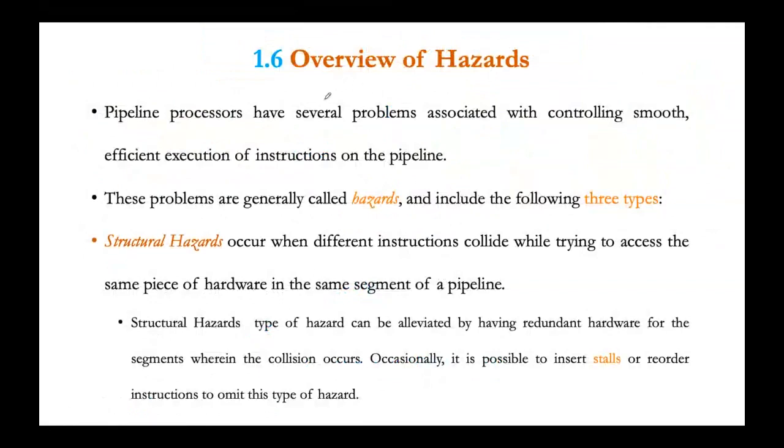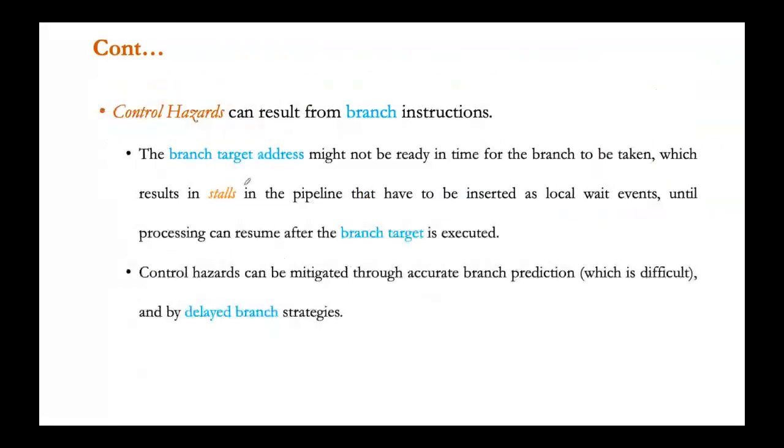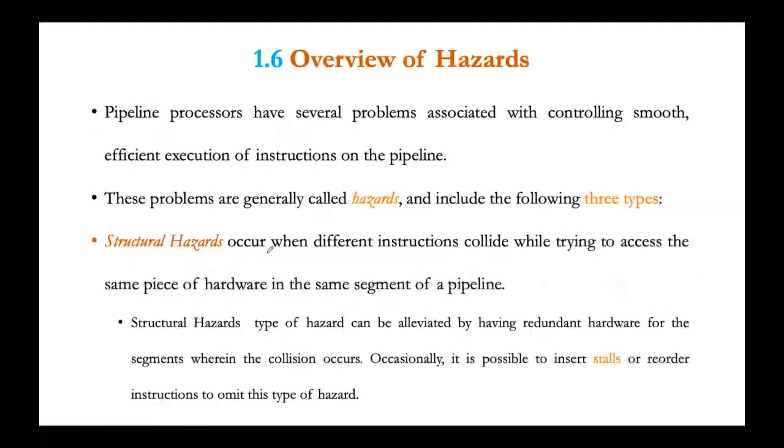What are those difficulties? We call those difficulties hazards. So a pipeline processor has several problems associated with controlling the smooth, efficient execution of instructions in the pipeline. These problems are generally called hazards, and they include three types: structural hazards, data hazards, and control hazards.